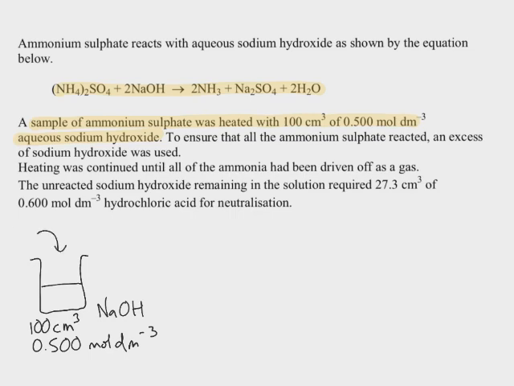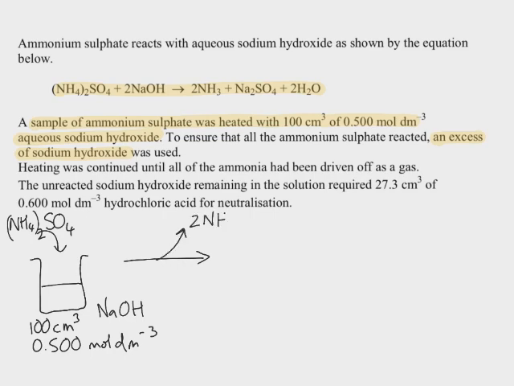So in goes some ammonium sulfate. I haven't bothered drawing it as a solid. It says a sample, I'm going to assume it's a solid because it's not given me a volume or a concentration. So that's gone in. That reaction at the top has happened. And it says an excess of sodium hydroxide was used. So there is now going to be sodium hydroxide left over in that beaker.